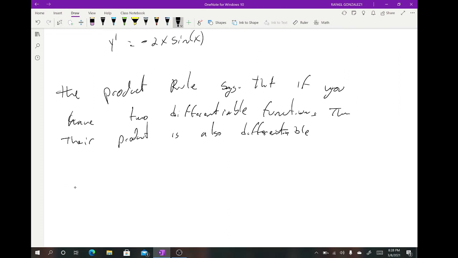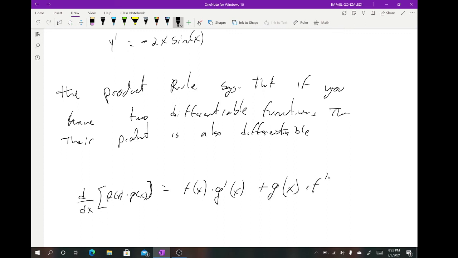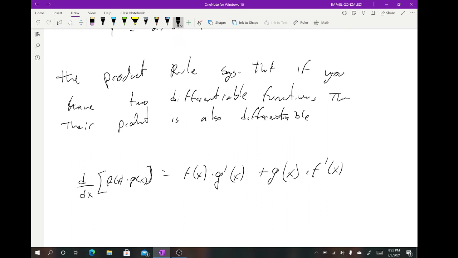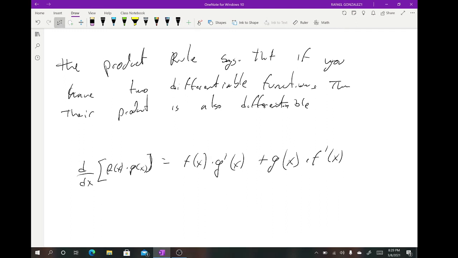So again, the rule is as follows. The derivative of f of x times g of x is equal to the first times the derivative of the second plus the second times the derivative of the first. Okay, that is all for this part of the video of the lecture.